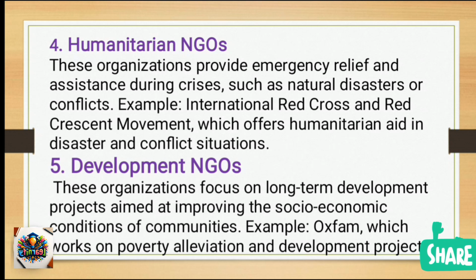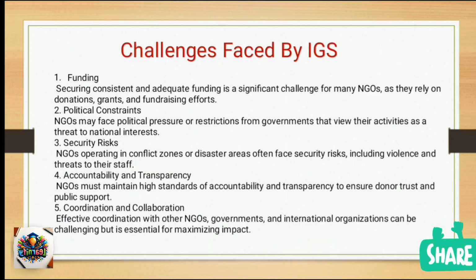Humanitarian NGOs. These organizations provide emergency relief and assistance during crises such as natural disasters or conflict. For example, International Red Cross and Red Crescent Movement, which offers humanitarian aid in disaster and conflict situations. Fifth one, development NGOs. These organizations focus on long-term development projects aimed at improving the socio-economic condition of communities. Example: Oxfam, which works on poverty alleviation and development projects.